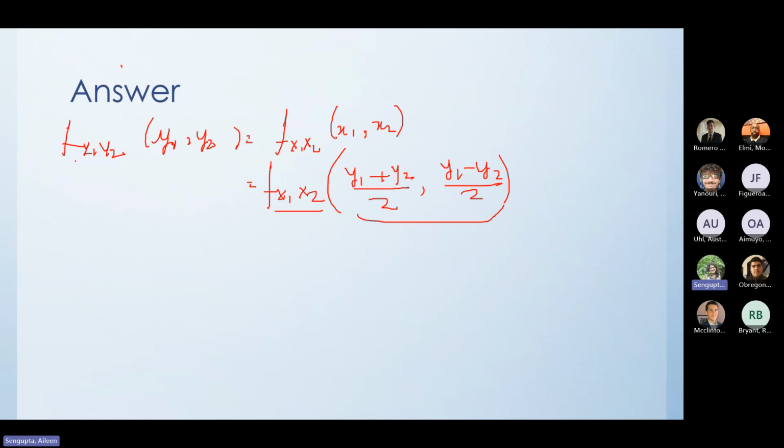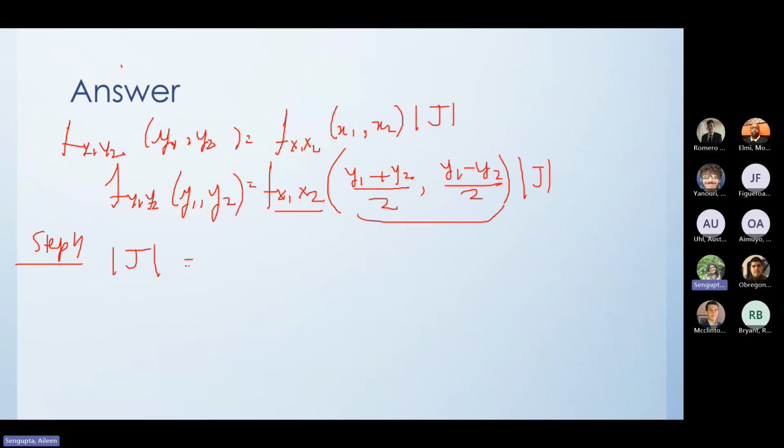What type of expression? Now f of y1, y2 is not only f of x1, x2; there's a Jacobian matrix that gets multiplied along with this. This is the entire formula. So f of y1, y2 is the Jacobian matrix, which we are going to find, of y1 and y2, multiplied by this expression. So step 3 is over. We move on to step 4. Step 4 is to find the Jacobian matrix and take the determinant of that. How do you find the Jacobian matrix is as follows.